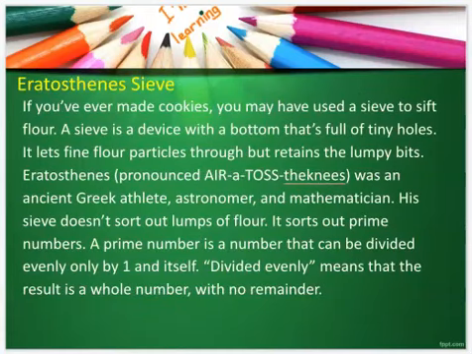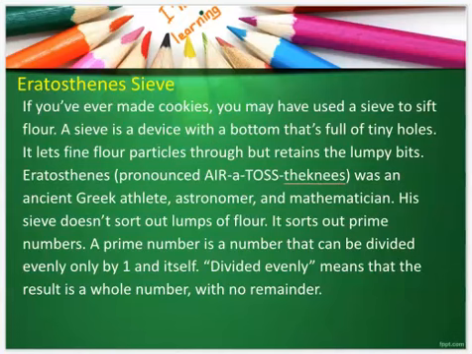We're going to use something called Eratosthenes' sieve. If you've ever made cookies, you may have used a sieve to sift flour. A sieve is a device with a bottom that's full of tiny holes. It lets fine flour particles through but retains the lumpy bits.